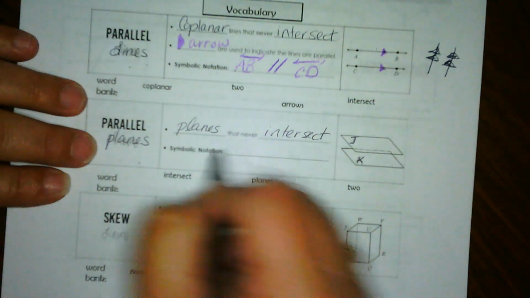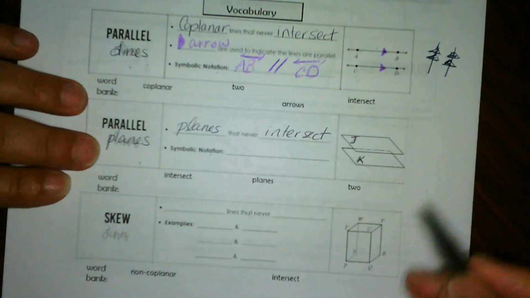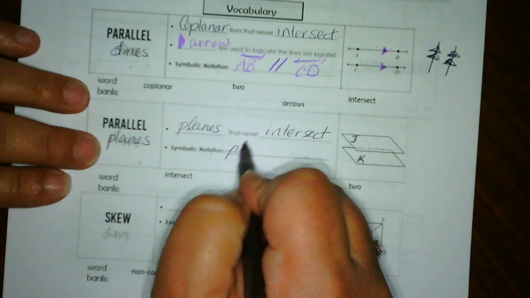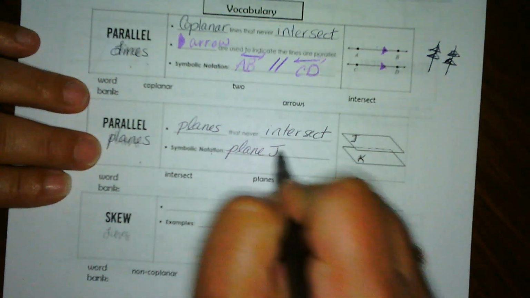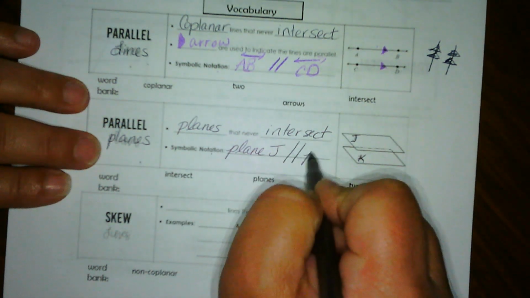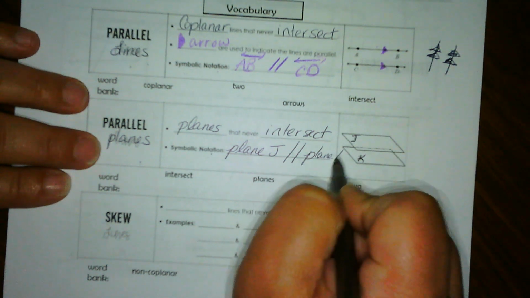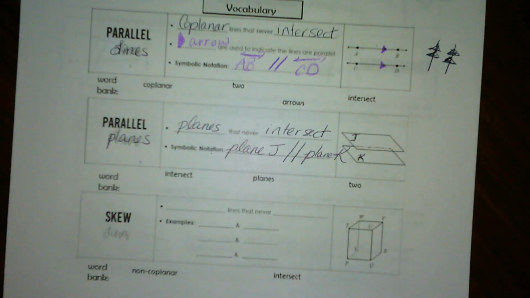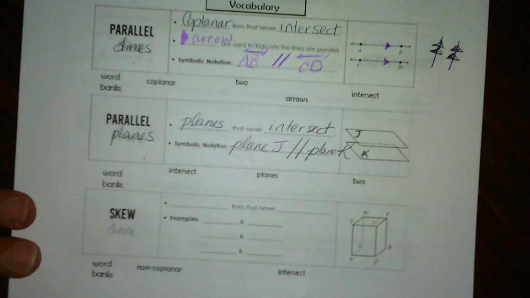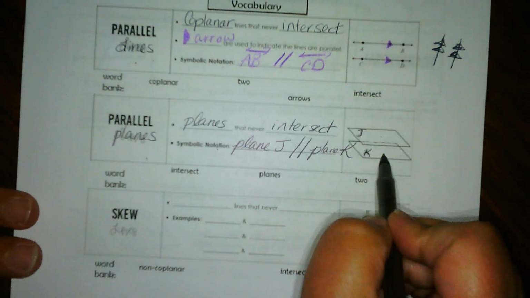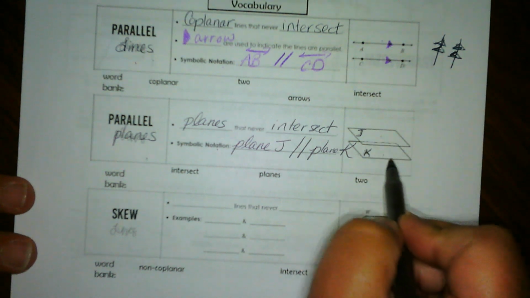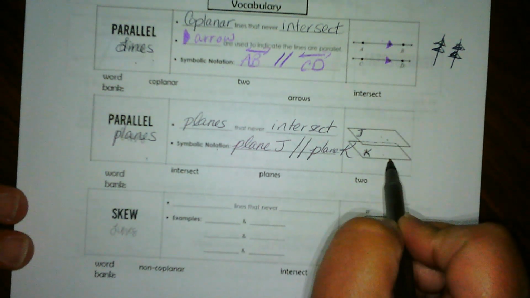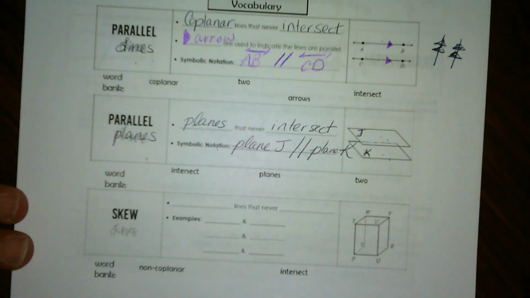The symbolic notation here for this is really the same as what we talked about up front, except I don't have a shortcut for plane, so I have to say plane J is parallel to plane K. This would be like top and bottom of the classroom. Tabletop, floor, if you want to look at it that way. Top of the box, bottom of the box, if you want to look at it that way.